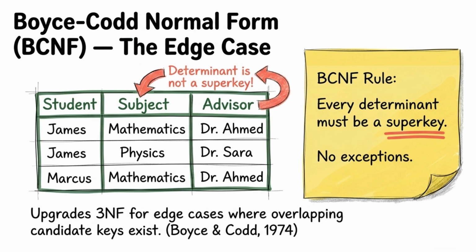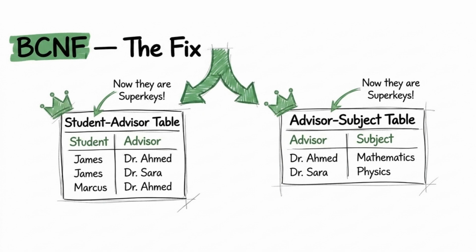Boyce-Codd Normal Form, BCNF. BCNF was introduced by Boyce and Codd in 1974 to fix edge cases that 3NF misses. In this table, advisor determines subject, but advisor is not a superkey. That violates BCNF. The rule is strict. Every determinant must be a superkey. No exceptions.